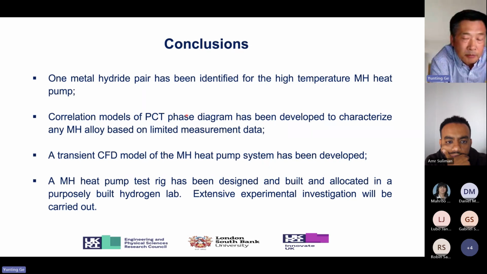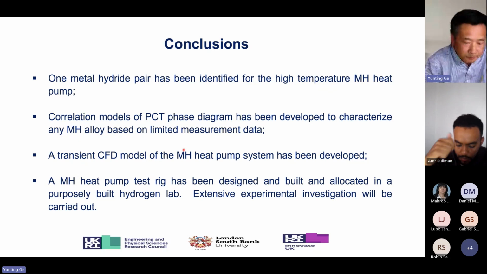One metal hydride pair has been identified for the high temperature metal hydride heat pump, and correlation models of the PCT phase diagram have been developed to characterize any metal hydride alloy based on limited measurement data. The transient CFD model of the metal hydride heat pump system has been developed, and the metal hydride heat pump test rig has been designed and built and located in a purpose-built hydrogen lab. Extensive experimental investigation will be carried out.